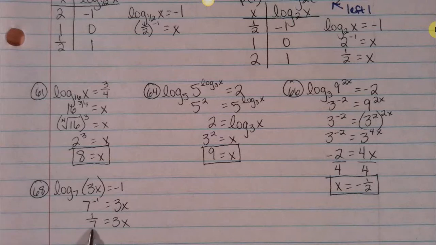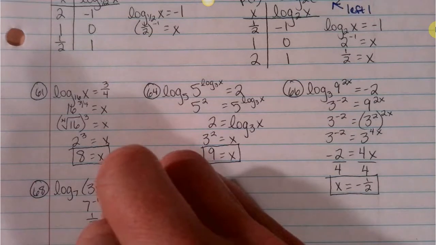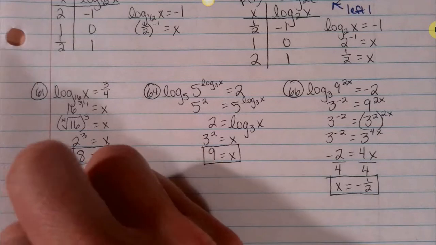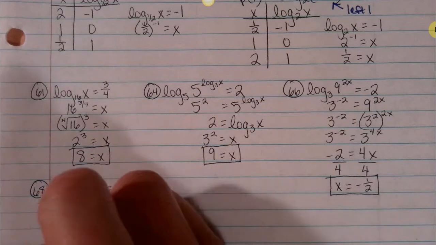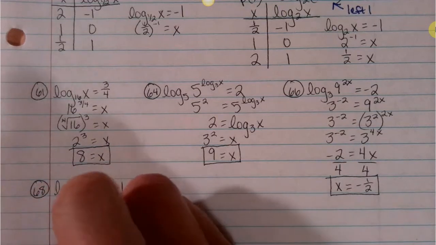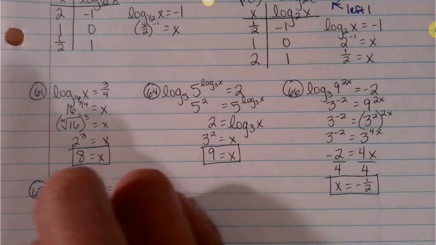But because I'm working with fractions here, instead of thinking of it as dividing by 3, I'm going to think of it as multiplying by 1/3. I'm going to multiply both sides by 1/3, and then 1/3 times 1/7 would give me 1 over 21 is what x is equal to.